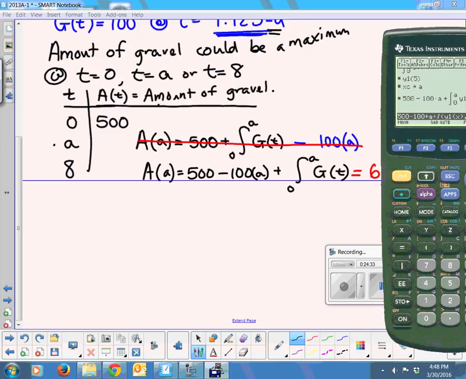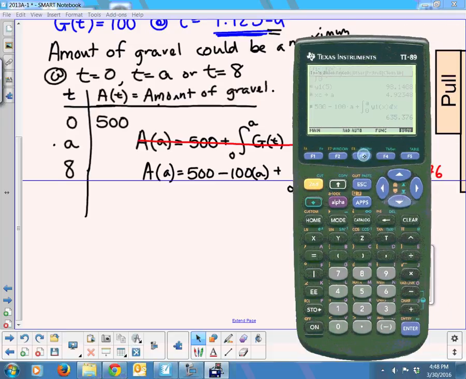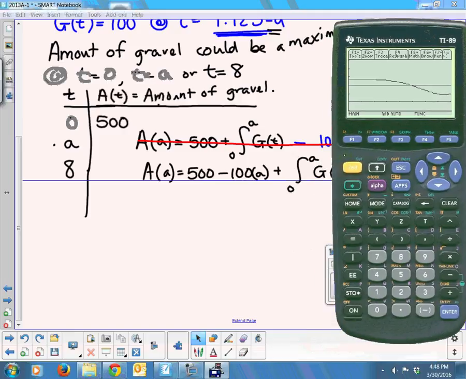Okay, and then just to be thorough, we should find the amount of gravel at time t equals 8. So even though we could see from the graph that gravel was entering at a lower rate than it was being processed, so the amount of gravel is decreasing, we want to be thorough. And so we're going to say the amount of gravel at time 8.